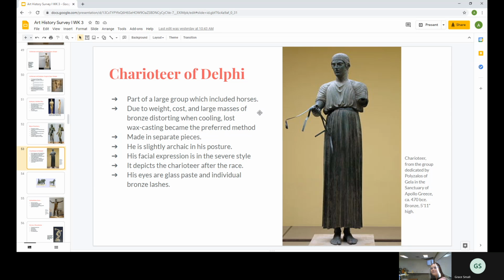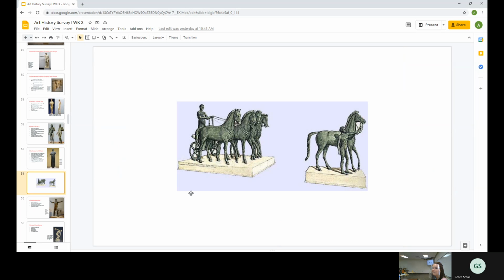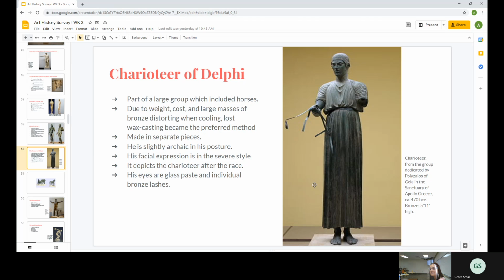He is missing his arm. You can kind of see the reins that would have at one point been attached to his chariot, in case you're wondering what it used to look like. It used to look like this. So it was big. It was a big one. This statue itself is 5'11", so it is life size. This entire group would have been life size. It was impressive.